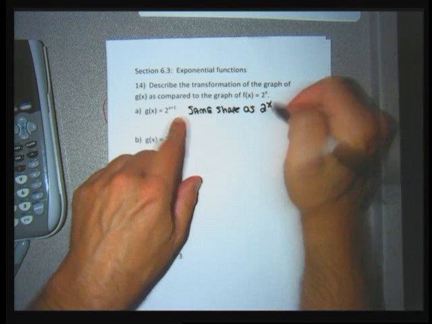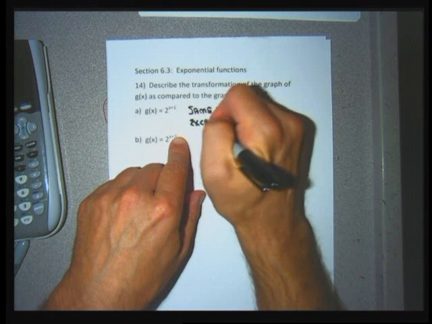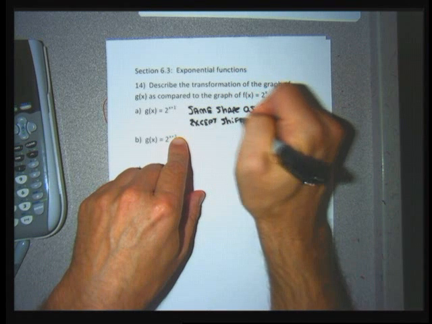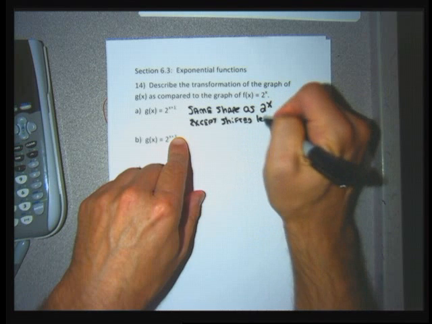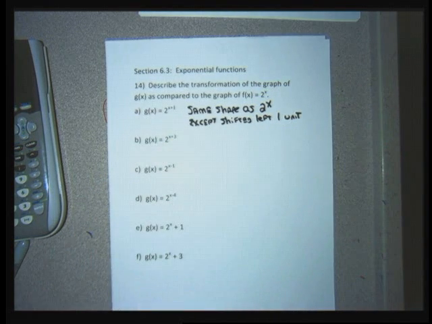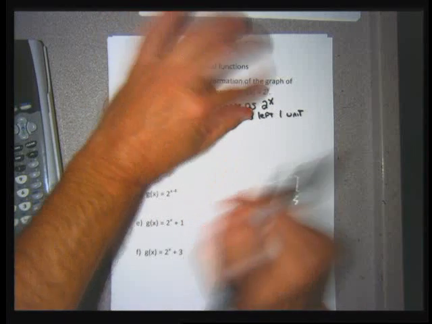This graph right here is going to have the same shape. If I graphed 2 to the x they'd have the same look. The plus 1 is going to move it to the left, so I'll say except it's shifted left 1 unit. And that's all there is to do for that. That's an overly ambitious answer, writing way more than I have to. I'm going to delete all this part and just talk about the shift.